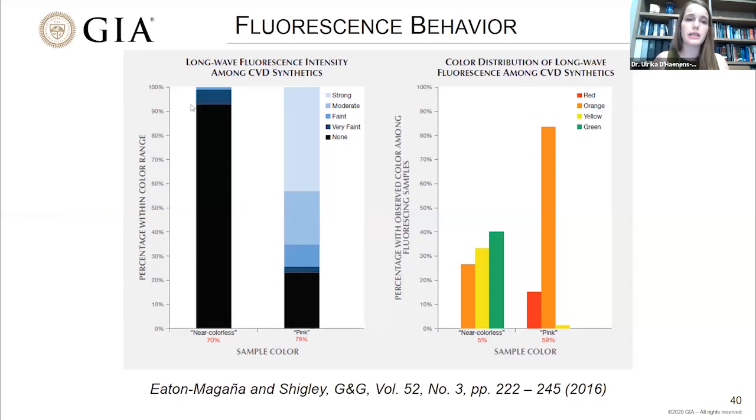However, from the subset that do show some sort of fluorescence, the most common colors that you're going to see are going to be orange, yellow, or green. Again, thinking back to natural diamonds, 97% of the fluorescing natural diamonds show blue fluorescence. So these colors are going to alert you that you need to be careful. For the pink CVD diamonds, a very common, popular color in the trade, you're going to see a lot more fluorescence, and those are going to show red, orange, or yellow fluorescence. So again, rare colors, and something that alerts you that you might be dealing with a man-made material.